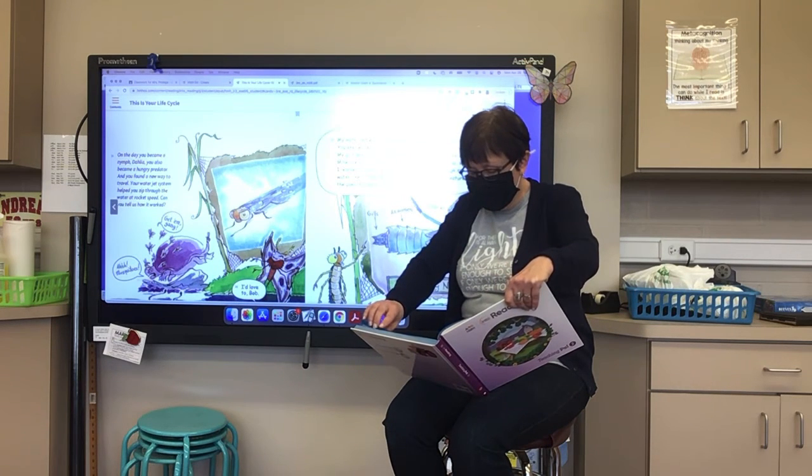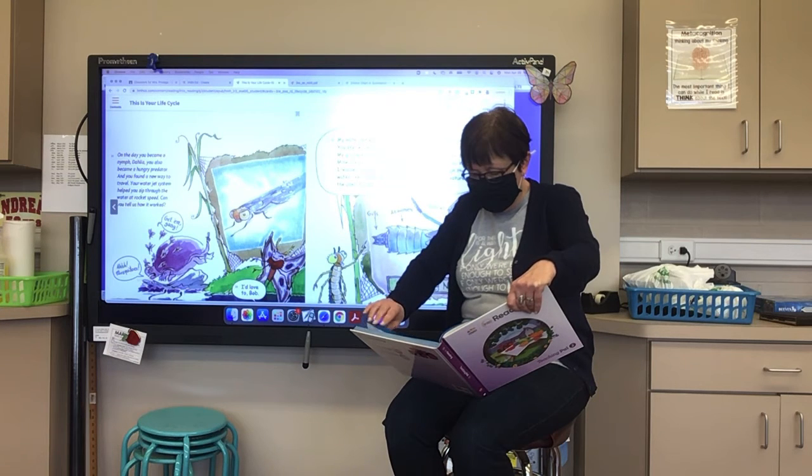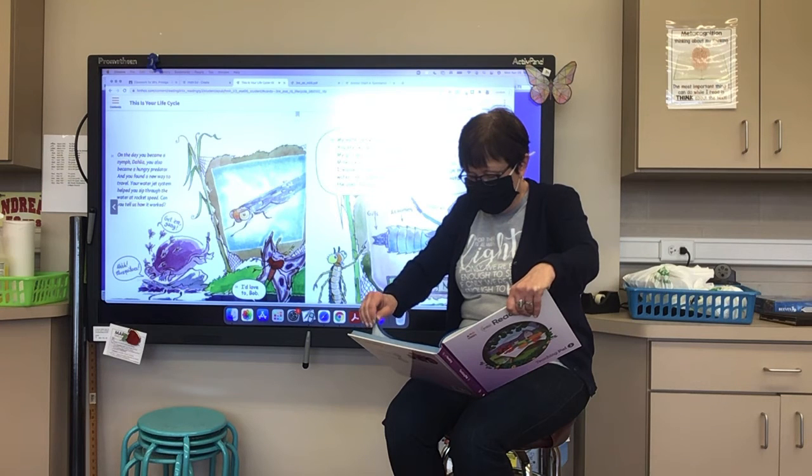Gills, abdomen, thorax, head, antenna, dragonfly nymph. Shh. No one?